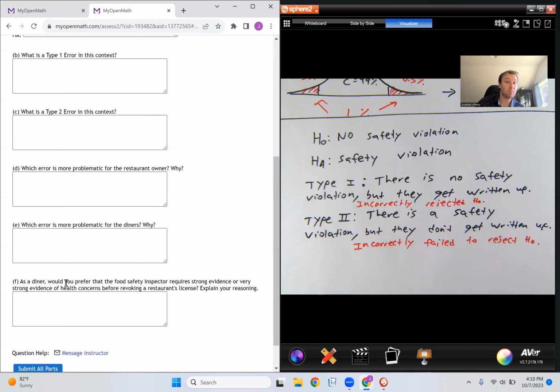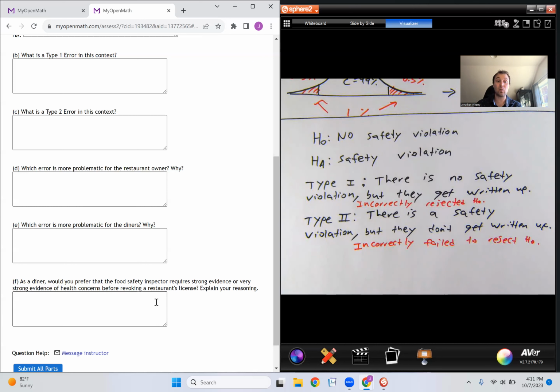As a diner, would you prefer the food safety inspector requires strong evidence or very strong evidence of health concerns before revoking a restaurant's license? Ooh, super complicated. I look forward to seeing some of your answers for that particular question. You might be of the opinion that you want to make sure there's a lot of evidence because you're afraid of them losing their jobs. That's a great reason. You might say, I just want to have some evidence and I want you to err on the side of closing things so people don't get sick. I think either of those answers, very different answers, are valid.